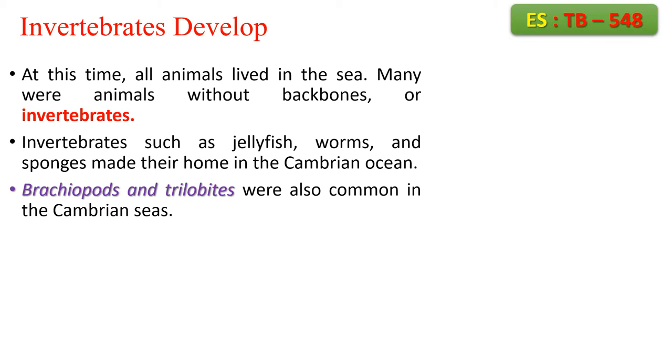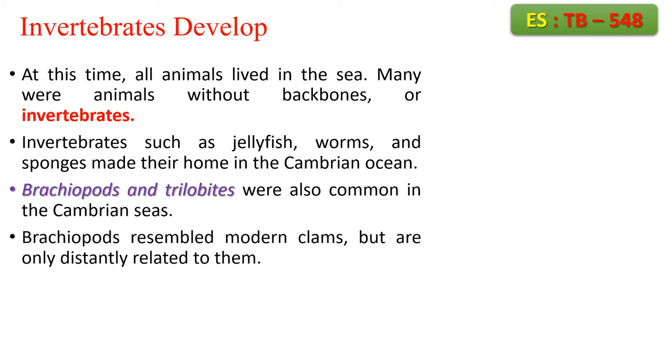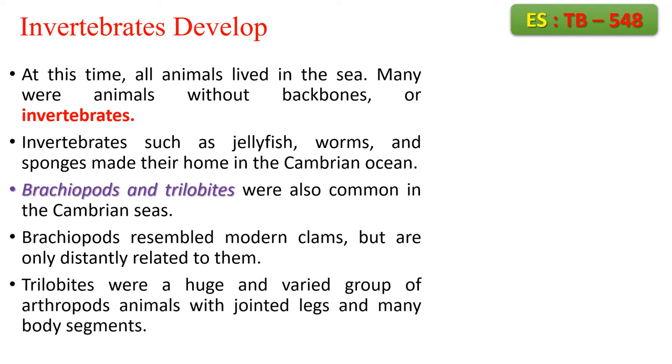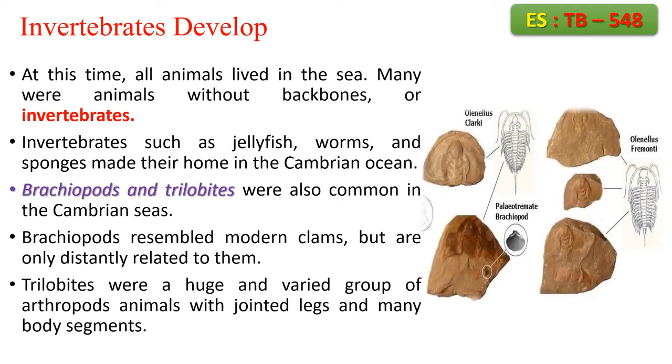Brachiopods and trilobites were also common in the Cambrian seas. Brachiopods resembled modern clams but are only distantly related to them. Trilobites were a huge and varied group of arthropods, animals with jointed legs and many body segments. Look at the diagram, the fossils of brachiopods and trilobites.